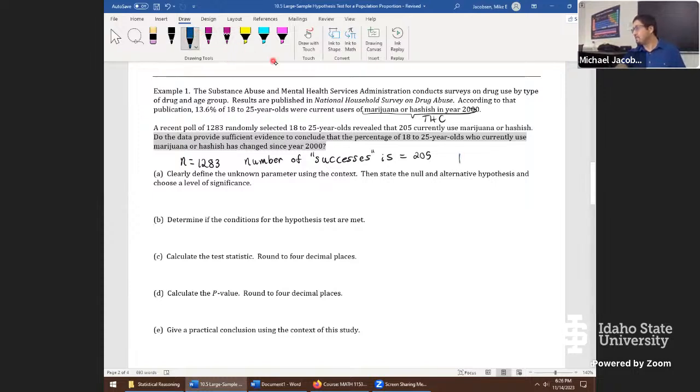Guess we'll go for blue on this. We need to find the hypothesized value P0 or P sub 0. Anyone spot where P sub 0 is on this problem? Or what the quantity is?